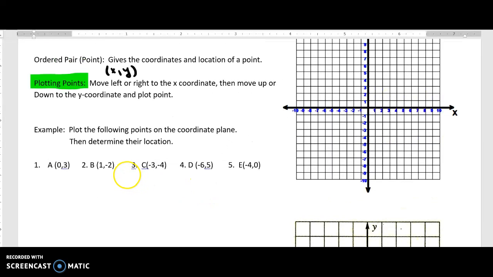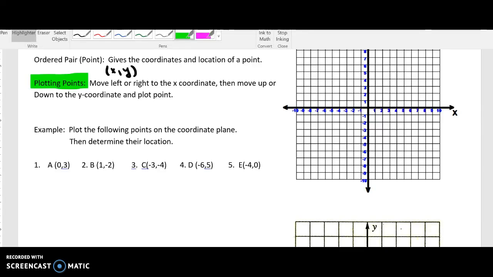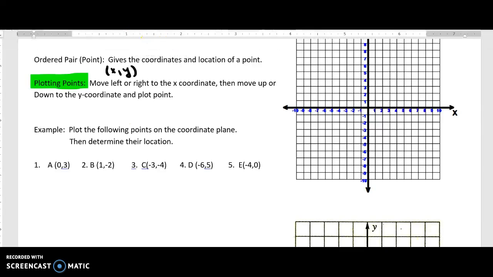So if we look here, down below we have 5 points that we're going to plot. Now the first one, point A, is at (0, 3). So that's telling us x is 0, y is 3. We're going to start at the origin. X is 0 at the origin, so we don't have to move left or right, but since the y value is 3, we're going to go from 0 on the x-axis up to 3, plot a point, and name that point A. Now, when it says determine their location, it's not in a quadrant, so we're going to say it's on the y-axis. Okay?